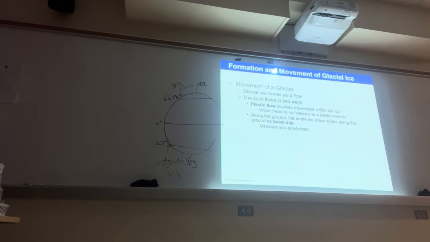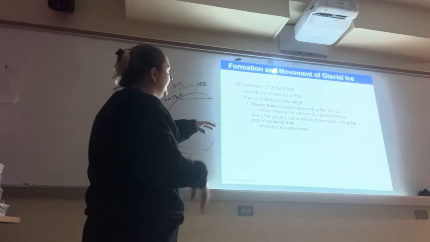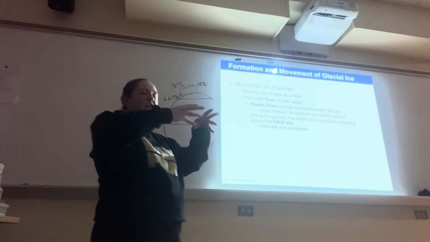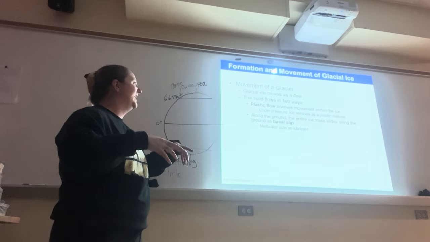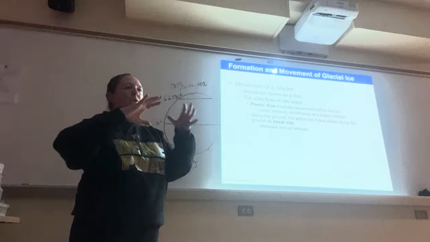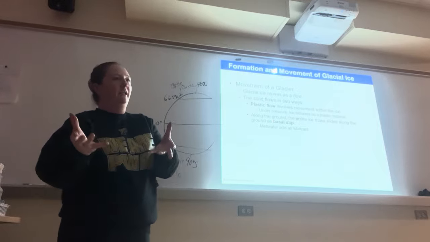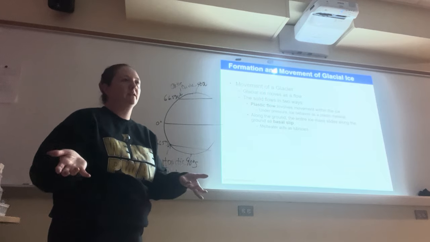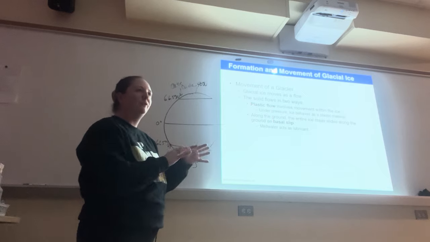Glacial ice itself is going to flow. It moves in two ways. The ice itself actually moves. It flows like a river, but more slowly. And that is plastic flow. So within the ice, it is able to actually flow. And then the entire glacier just also slips downhill. So you're moving the whole mass of ice down the hill because ice is slippery. So it's going to move downhill.